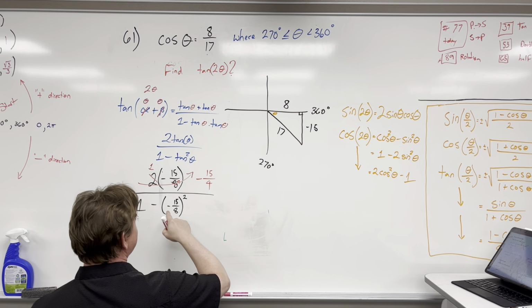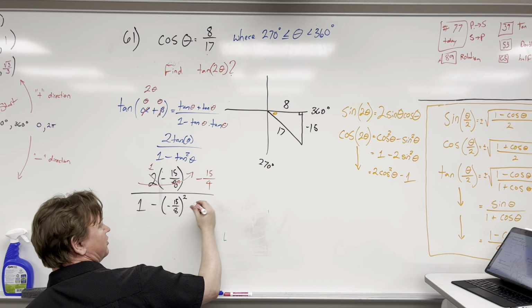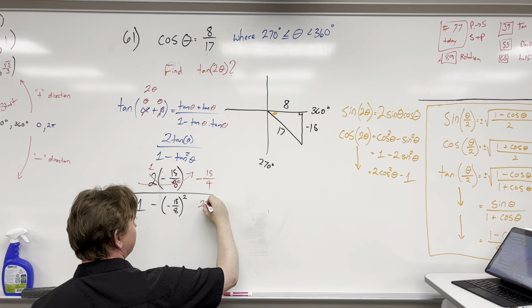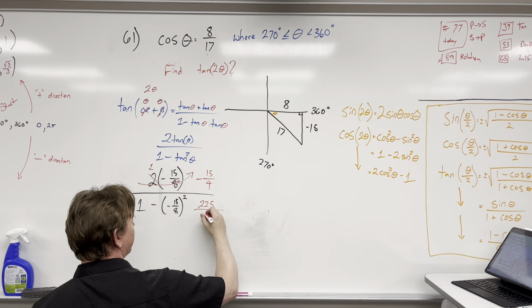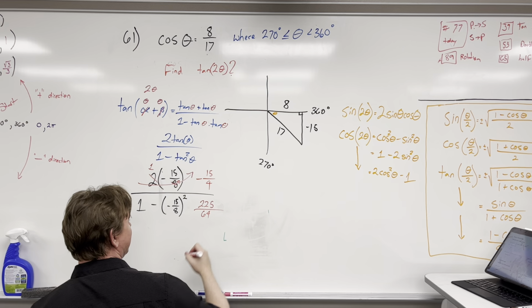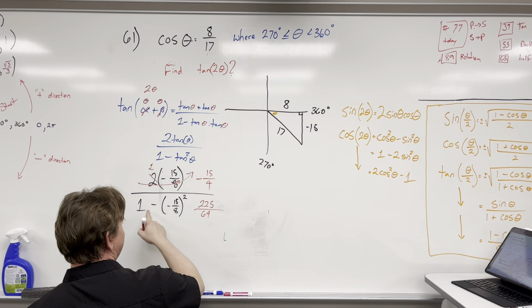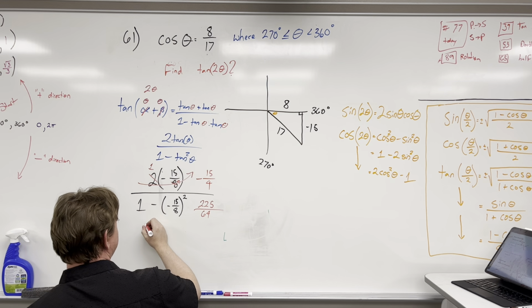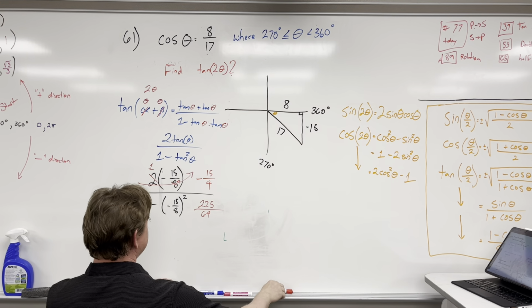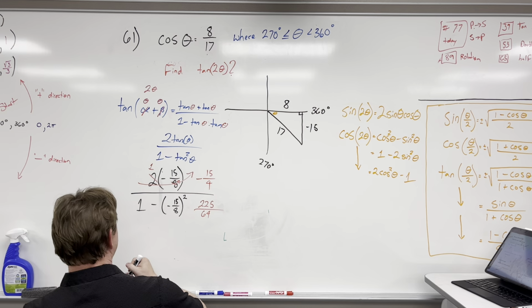Okay, and since we're squaring that negative number, it's a positive, right? So I have 225 over 64, right? 8 times 8 is 64. Okay, and we still have our 1. This is positive, so then we still have our 1. So let me clean this up down here. Let's just restate it.